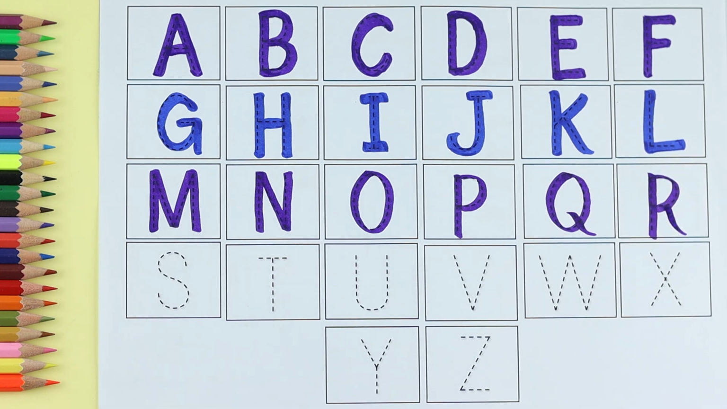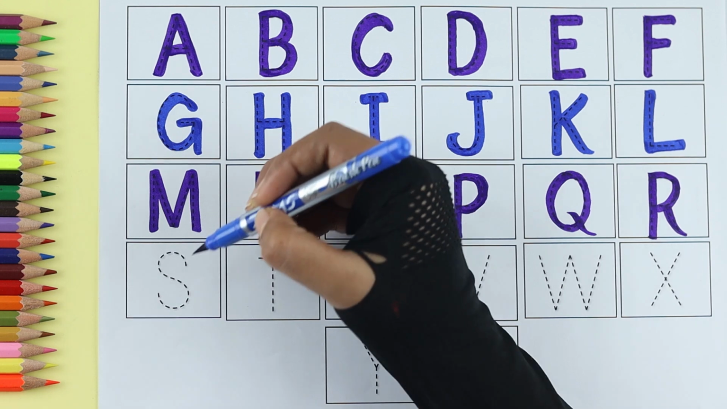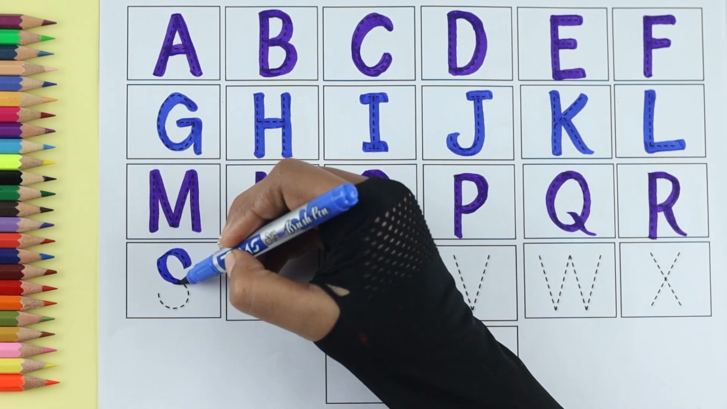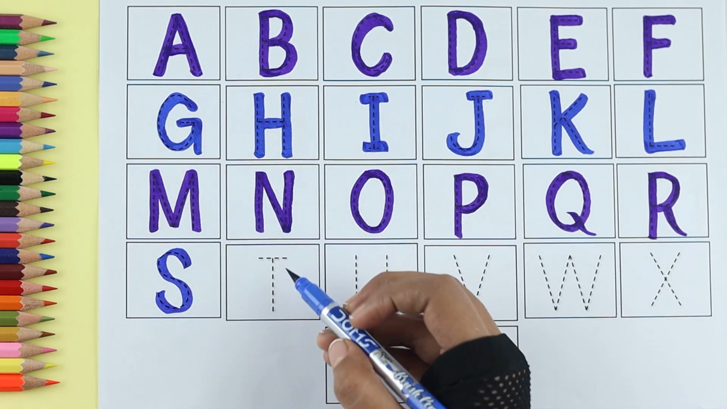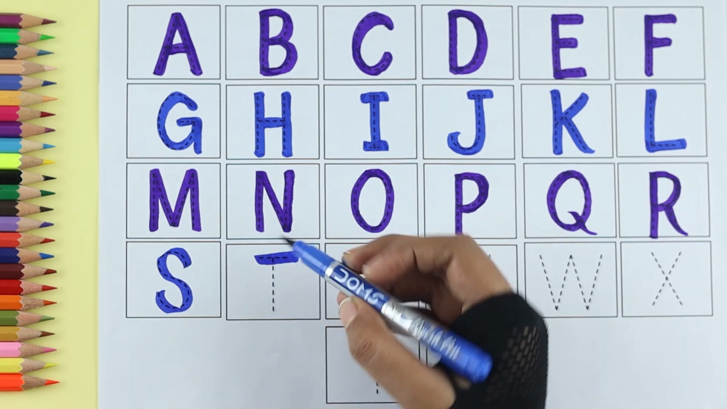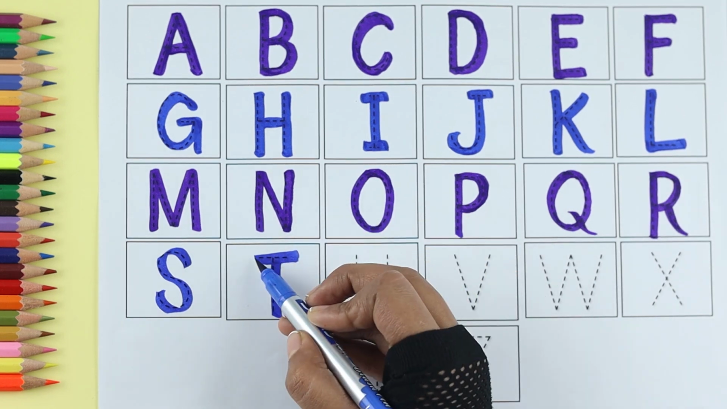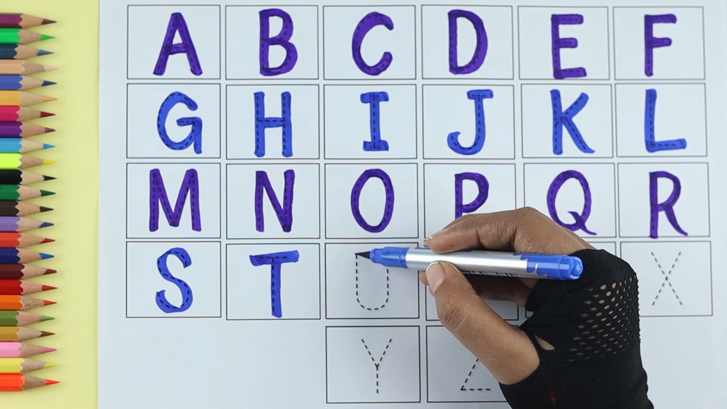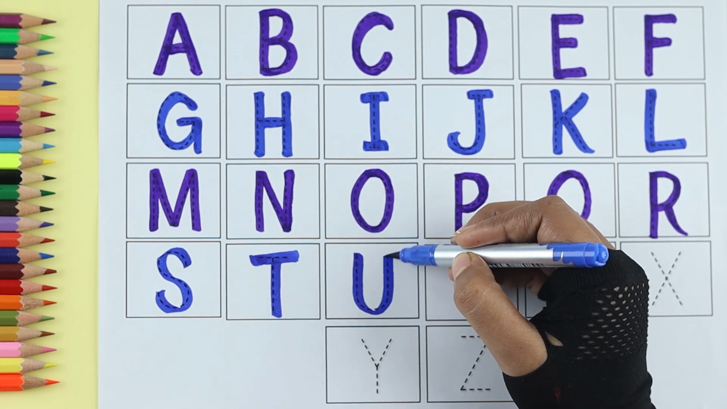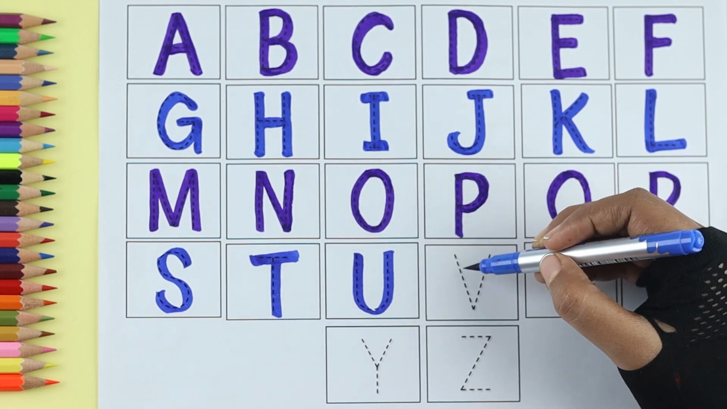Blue color. S. S for sun. T. T for tiger. U. U for umbrella.